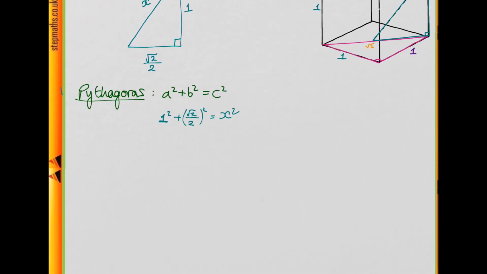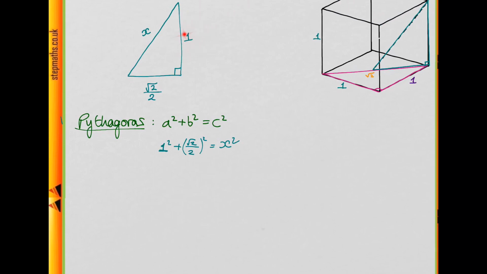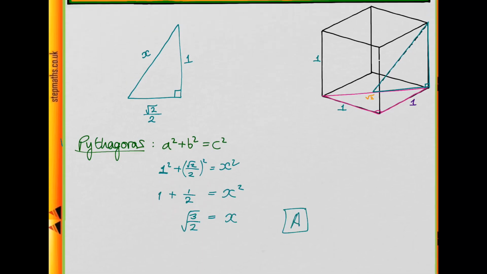So we can use Pythagoras again. So we have a squared, which is 1 squared, b squared, which is root 2 over 2 all squared, and this is equal to our unknown x all squared. So when we simplify this out, so we write out the squares explicitly, we get that x squared is equal to 3 over 2. And so x is equal to the square root of 3 over 2, and our answer is A.